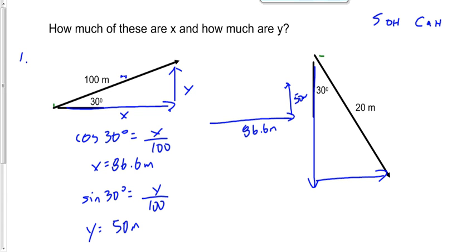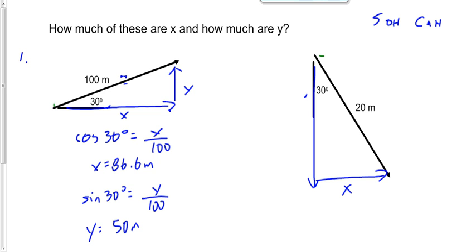Okay, what would you rather see in a question when you're adding vectors together? 100 meters at 30 degrees, or 86.6 and 50 meters east and north? I don't like funny angles, so I want to get rid of them. And I get rid of them by using cosine and sine. Let's do this last one and then I'm done.